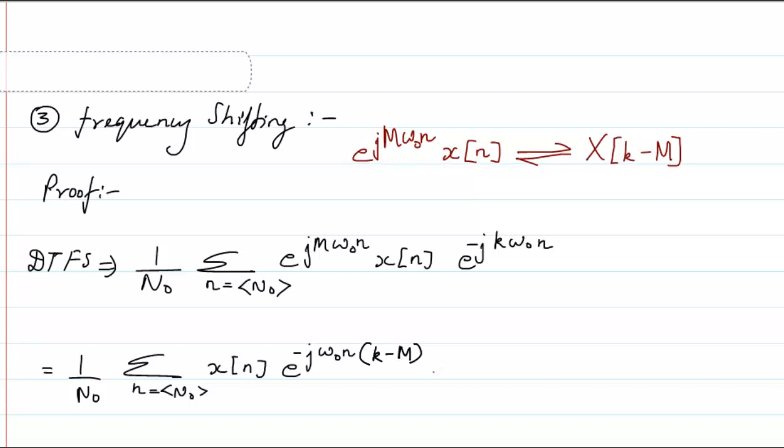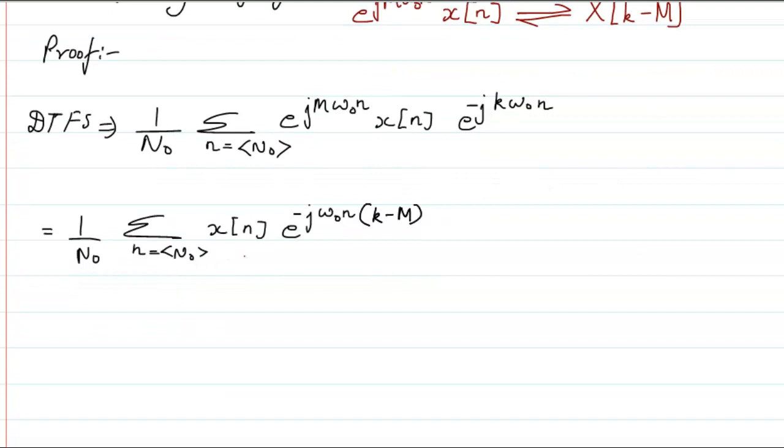So what is this equation? This equation generally means that you are trying to convert a signal which is in n, with respect to n, not with respect to k but with respect to k minus m. So this equation is basically the Fourier series equation with the value of k now being k minus capital M. Hence proved.